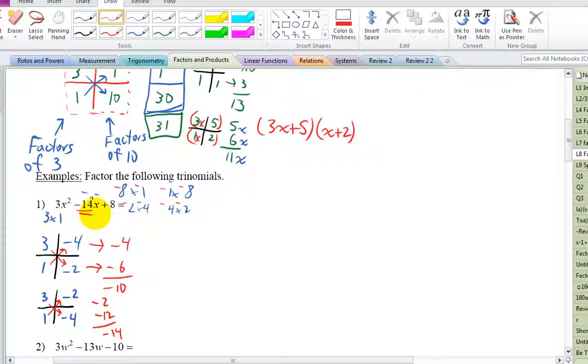Bingo! Winner, winner, chicken dinner. All right, so what are the two factors then? From this box, 3x minus 2 on the top. No, x minus 4 is on the bottom. This is a positive 1.